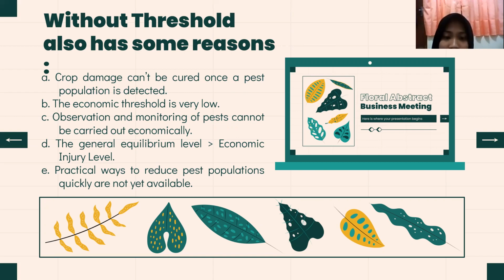Fourth, the general equilibrium level of the pest population is always higher than economic injury level.